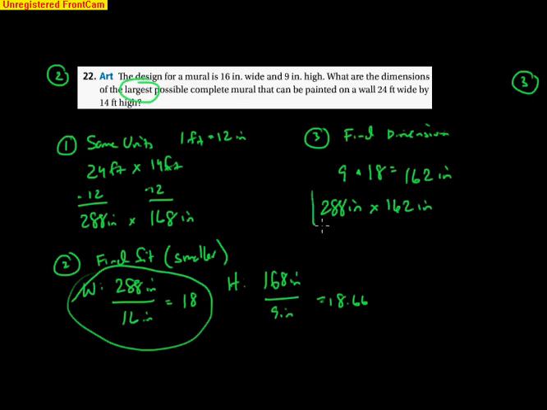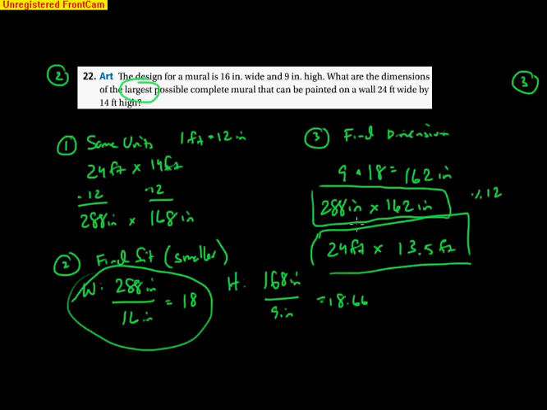Now, if you want to put them in feet, which would be better, you could divide each by 12, again using that 1 foot is 12 inches. When you go from inches, which is small, to feet, which is large, you divide. So 288 divided by 12 gives you 24 feet wide. And again, that is the actual width of the wall, and we did fit the width. And 162 divided by 12 is 13.5 feet. To me, that makes more sense because we don't really talk about hundreds of inches. We usually talk about feet. So there you go, but either answer I would accept. That's how you find the largest design possible.